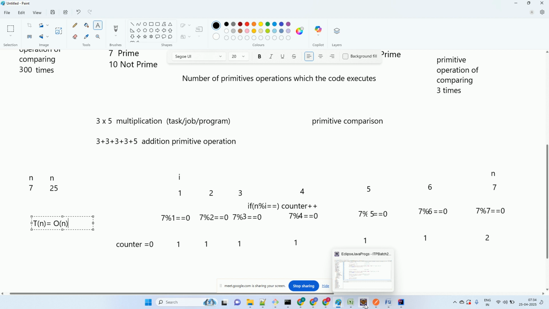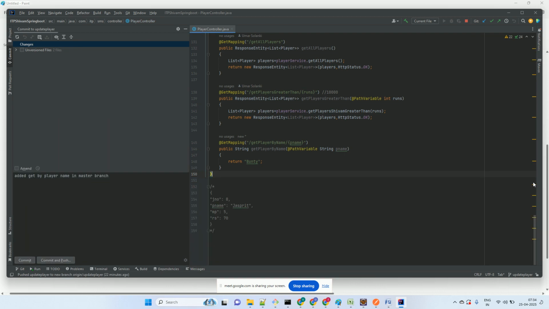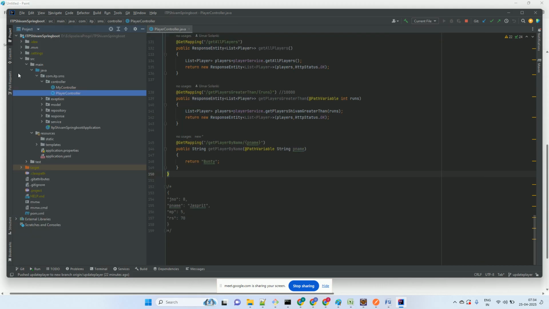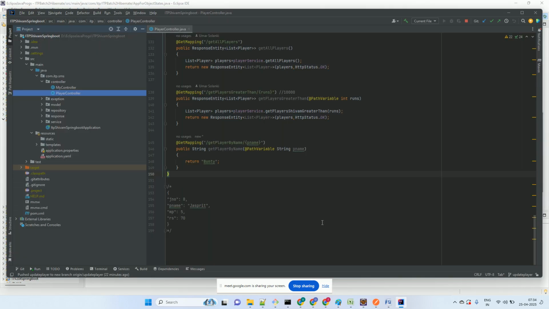So let's try to code this. I've also installed IntelliJ IDEA. This is one of the most widely used IDEs by developers. We have students and we have professionals. Students academically use Eclipse, which is very good. But if you want to venture as professionals, then try to install IntelliJ IDEA.